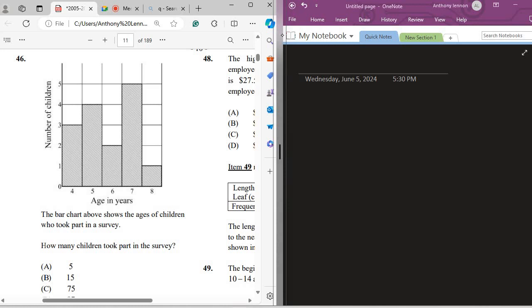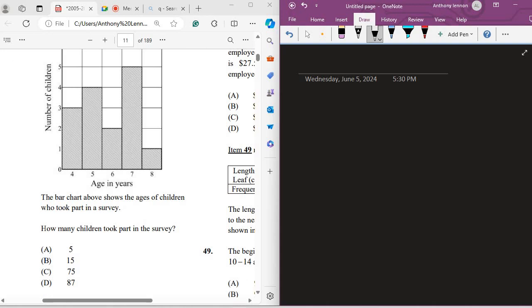So where would you look? Would you look on the horizontal axis, or would you look on the vertical axis? Horizontal means left to right. Vertical, right. Because the vertical has the number of children. Then you're going to count each bar and take the measurement for each bar using the vertical axis. 15, okay.